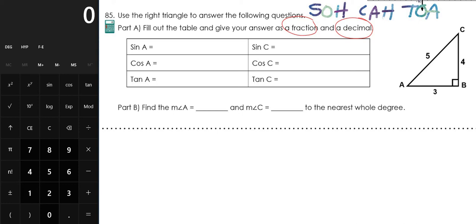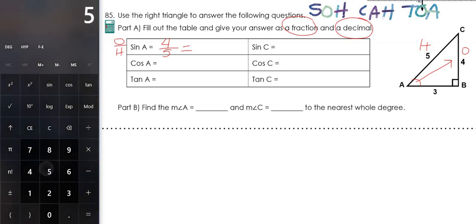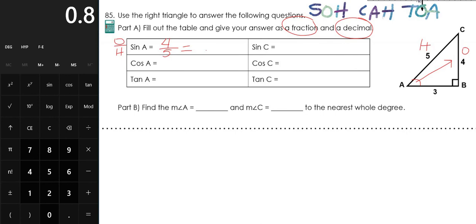Okay, so let's start with the sine of A. Sine is SOH, so you should be doing opposite over hypotenuse. Now with angle A, our opposite side to angle A is the 4. Our hypotenuse is the 5. Okay, so with A as our reference angle, I'm going to put down 4 over 5, which, as a decimal, 4 divided by 5 is 0.8. So the sine of A is either expressed as 4 over 5 or as 0.8.